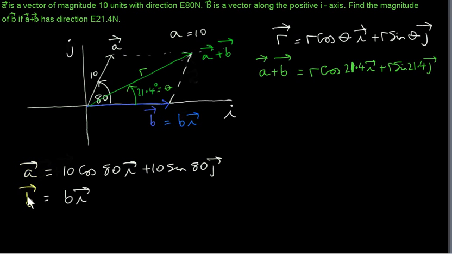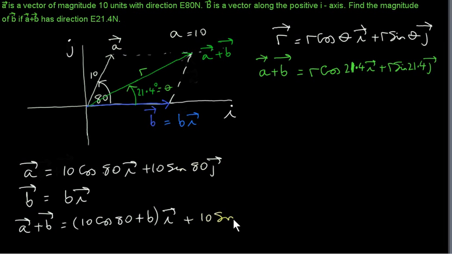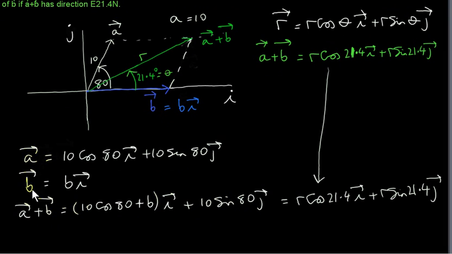So we can get A plus B by adding these together. We want to add this vector onto this vector. These two i components are put together, so we get 10 cos 80 plus B times i. Combine the i components, and we just have this j component, 10 sine 80 times j. So this is A plus B worked out, but we can equate it with this here, of course.